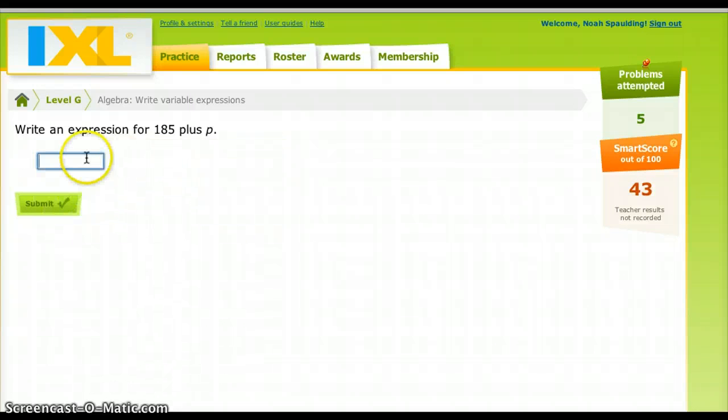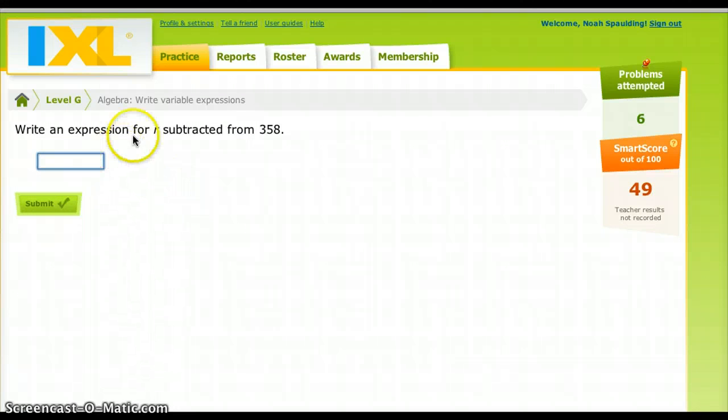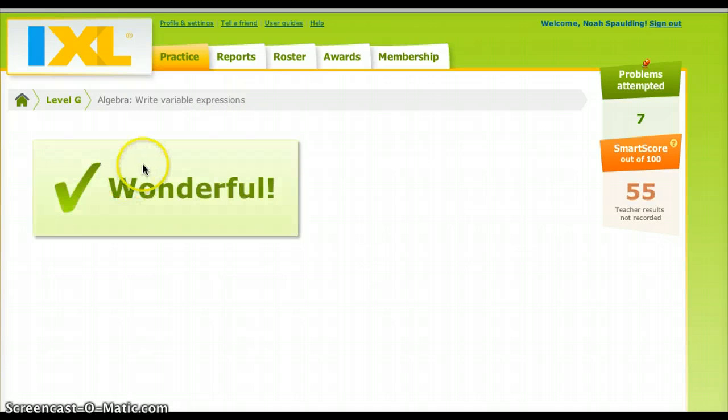There we go. Here we have an expression, write an expression for 185 plus p. So 185 plus p. Don't leave any spaces. I don't think you need to leave any spaces. Write an expression for r subtracted from 358. Okay, so here you got to be careful, because it says subtracted from. So we're going to start at the 358, and then you subtract r. Notice the difference there. That's it subtracted from. So we're going to start at the 358.